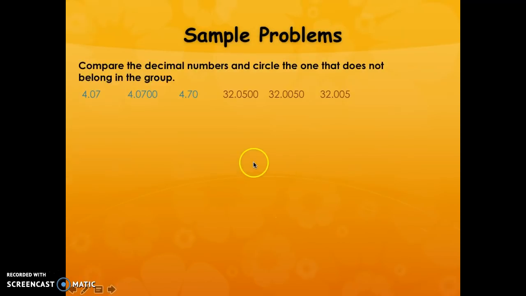So here are some sample problems. One of the things that you're going to have to do on your seat work is look at some decimal numbers and figure out which one does not belong. And the best way to do that is to stack them up. So there's my first one, my second one, my third one. So I can see that all the 4s are the same. I've got my decimals lined up. And when I look at the tenths place, 2 of them are the same, but 1 of them is different.